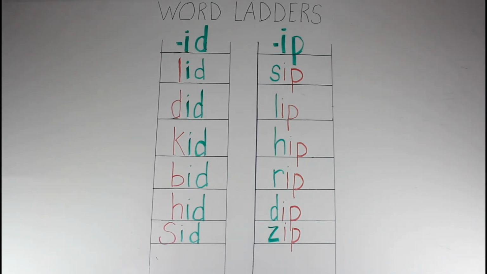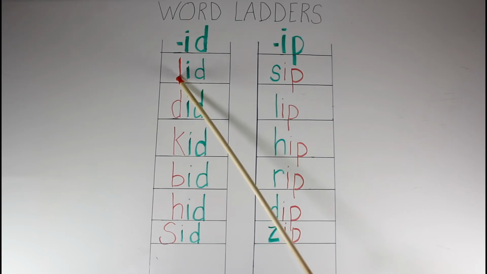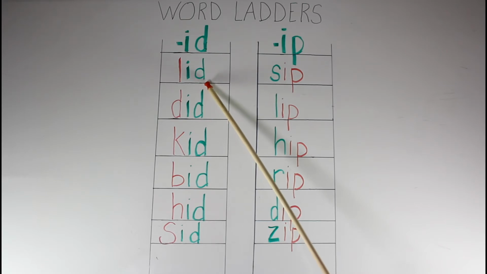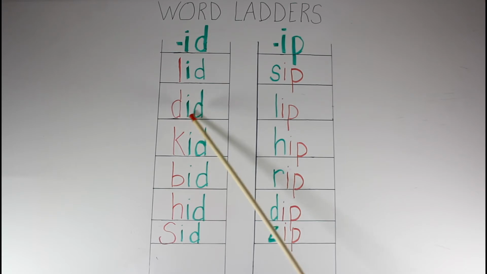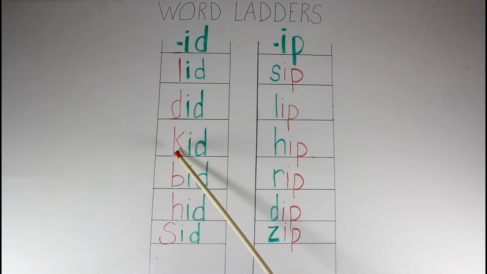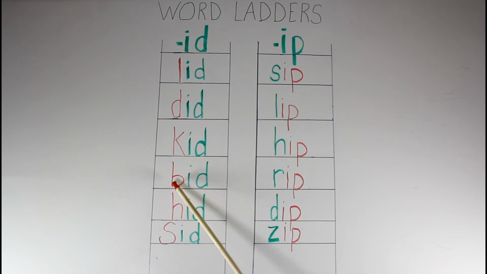So we're going to go over these words to make sure that you understand what we just did. ID says id. We added the letter L and we came up with the word lid. Our next word is d, id, did. We have a K. Put a K in front of id, and we get k, id, kid. Our next one is b, bid. And we have hid.